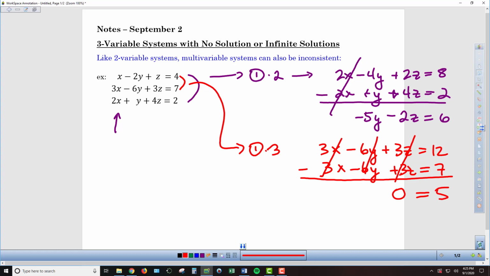Now 0 does not equal 5. That is a false statement. That is not true. So in these circumstances where all of our variables disappear at some point in our solving process, and we're left with a false statement like the one that we see here, 0 equals 5, that is an indication that this system of equations is broken somehow, and so therefore we have no solution. There is no ordered triple that we can plug into all three equations and have it make a true statement.